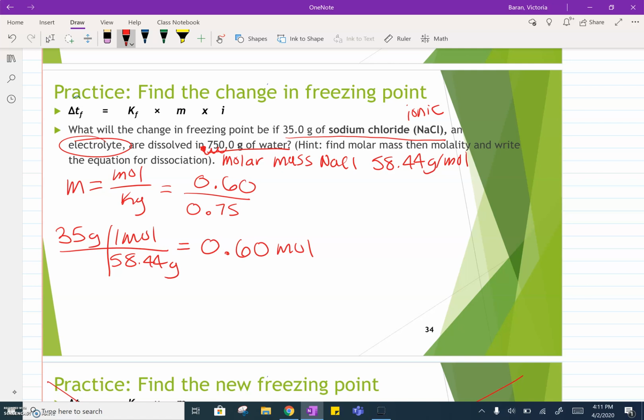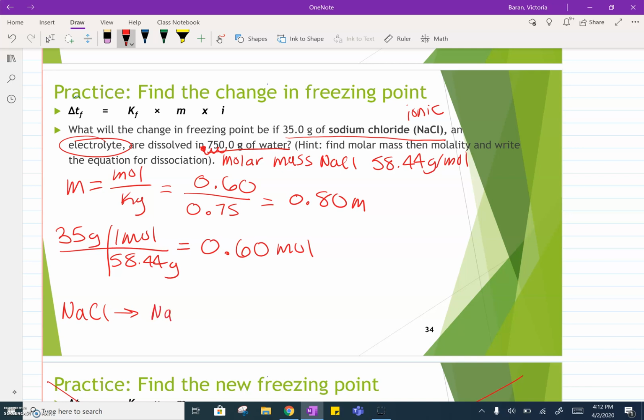So I'm going to do 0.6 divided by 0.75. And again, you can round to 2 decimal places, that's fine. So 0.8 little m, which is the molality. So now I have to find i, and in order to do that, this is why we did dissociation. We have to dissociate NaCl and find the total number of ions that will form.